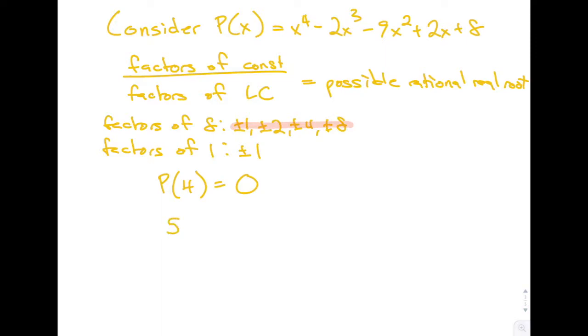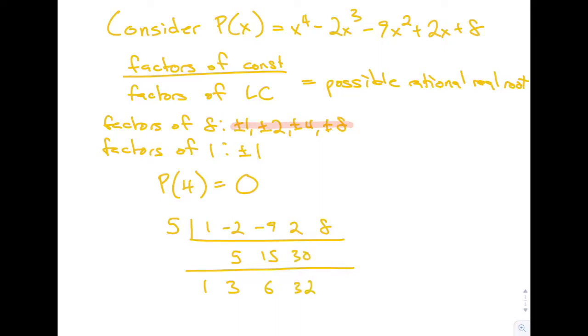So let's try maybe 5 and do synthetic division with 1, negative 2, negative 9, 2, and 8. Bring 1 down, then 5 times 1 is 5, 3, 15, 6, 30, 32, and then 150 plus 10 is 160, and 168. What's interesting to note is that the signs don't change from term to term in the quotient of this synthetic division. And this actually tells us something. This is the upper and lower bounds theorem.